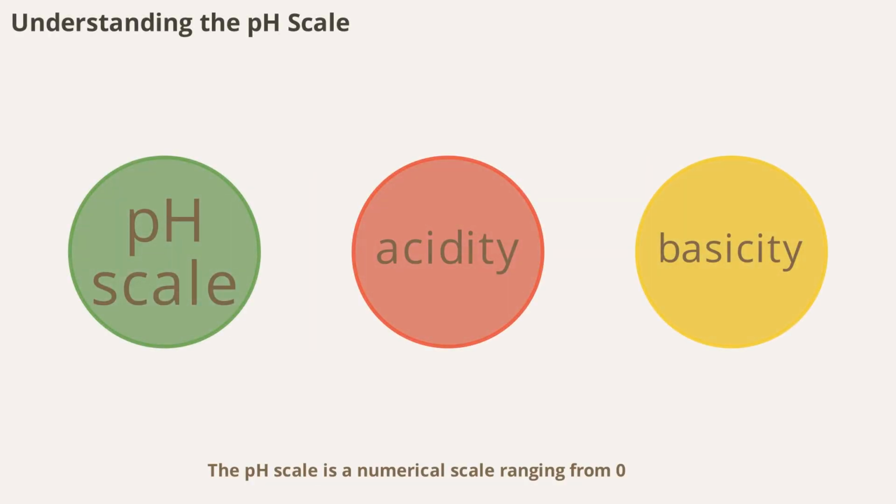The pH scale is a numerical scale ranging from 0 to 14 that measures how acidic or basic a solution is. A pH of 7 is neutral, values below 7 are acidic, and values above 7 are basic. This scale helps us quickly assess the nature of a solution, whether it's lemon juice, which is acidic, or soap, which is basic. The pH scale is a universal tool in chemistry, biology, and environmental science.